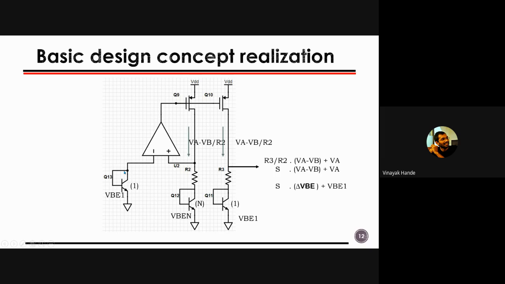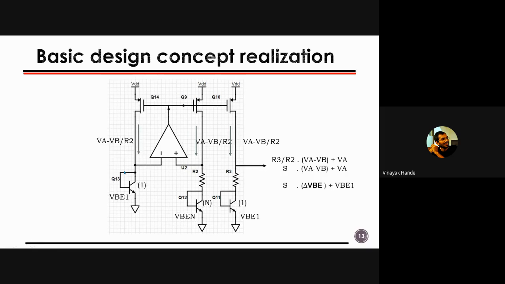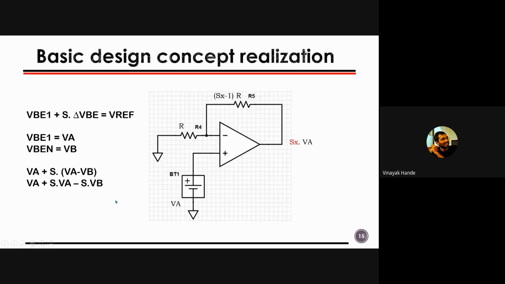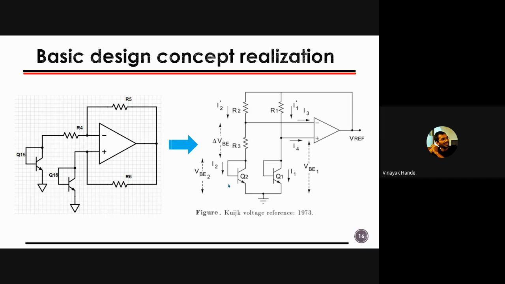So what we can do is just copy and paste the current and make the same current flow through VBE1 as well, or transistor Q13 as well, so that we get the voltage. And this is the complete circuit. Apart from that, we have seen another approach: if we want S times VA, then just do some non-inverting amplification, but we don't want S times VA, we want S times VA minus VB.